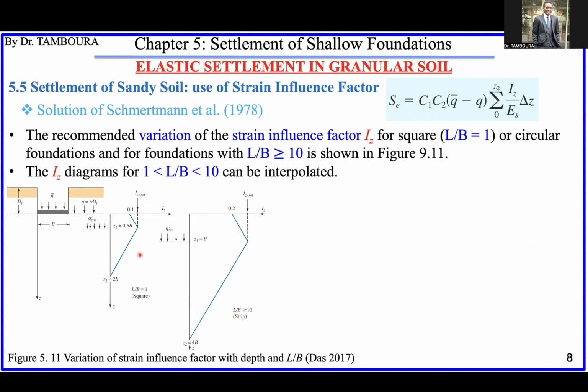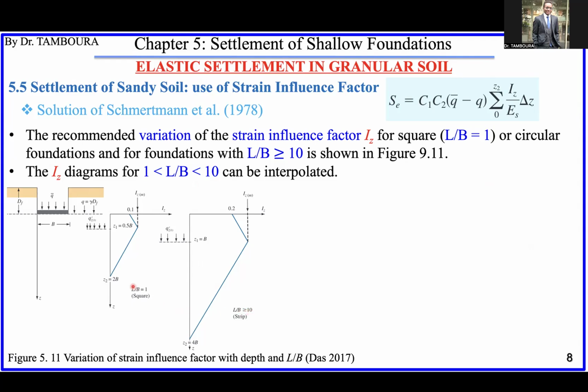So these are given in this figure, okay? We already explained that. So IZ, this diagram for example, this one, between 1 and 10 can be interpolated. Do you understand? It means what we have right now is the IZ for square footing and the IZ for strip footing with ratio L/B larger than 10.